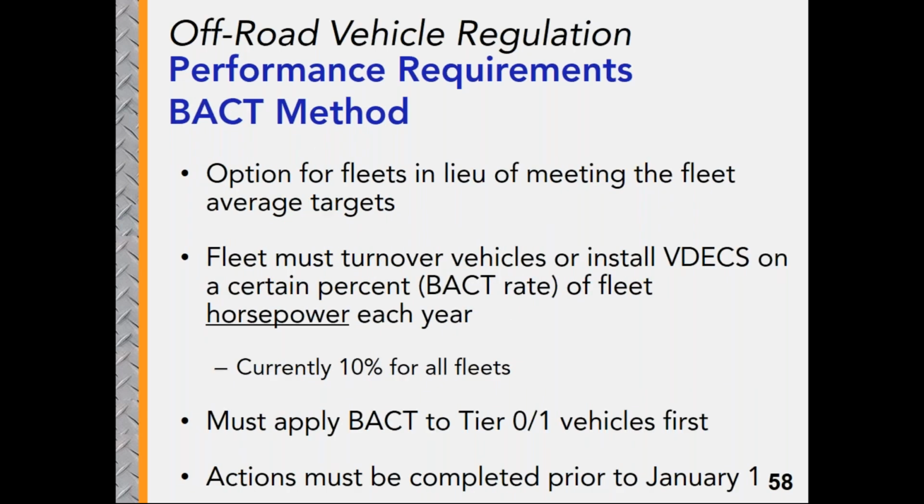So let's talk about the secondary method you can use to comply with this rule. This is called the best available control method, or the BACT method. BACT ignores your fleet average completely, and you do not have to meet the fleet target through the usual methods. BACT requires a turnover each year of 10% of your fleet, and that's regardless of fleet size, 10%. You have to make that turnover prior to January 1st in order to make your fleet compliant. This is required to be applied to older vehicles first, so Tier 0 and Tier 1 vehicles first.